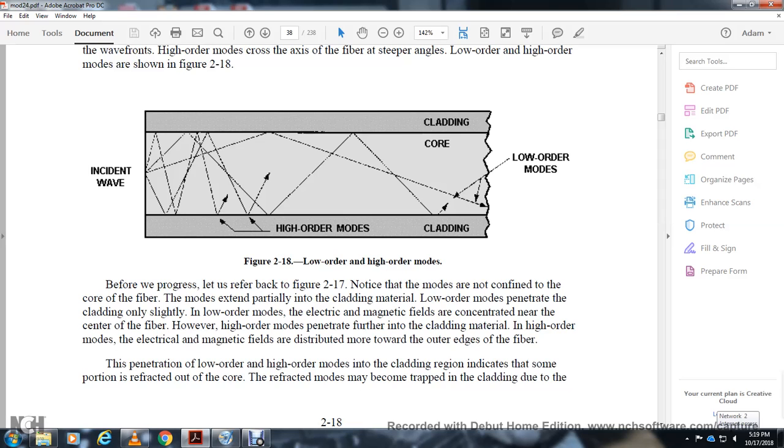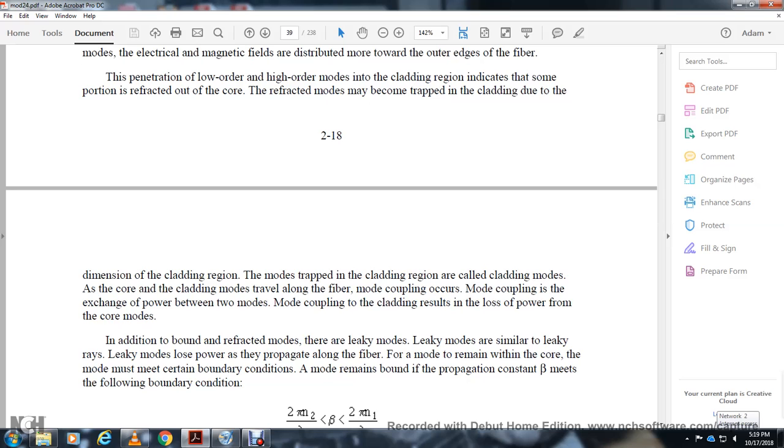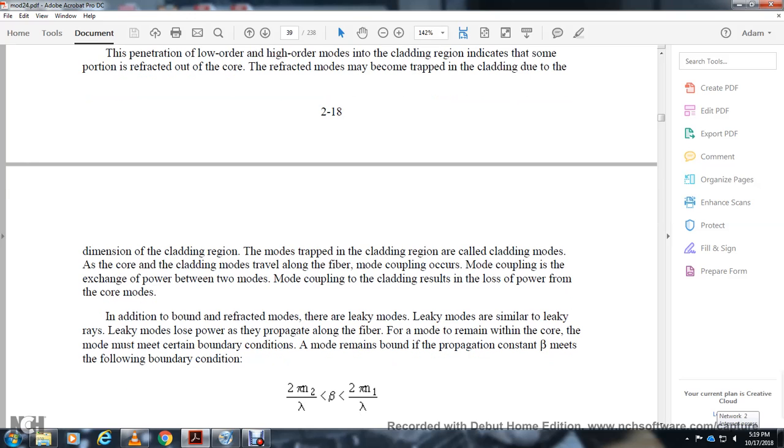This penetration of the low order and high order modes into the cladding region indicates that some portion is refracted out of the core. The refracted mode may be trapped in the cladding due to the dimensions of the cladding region. A mode trapped in the cladding region is a cladding mode, and it moves through the fiber trapped. Mode coupling occurs with the exchange of power between two modes. Mode coupling in the cladding results in a loss of power from the core modes.